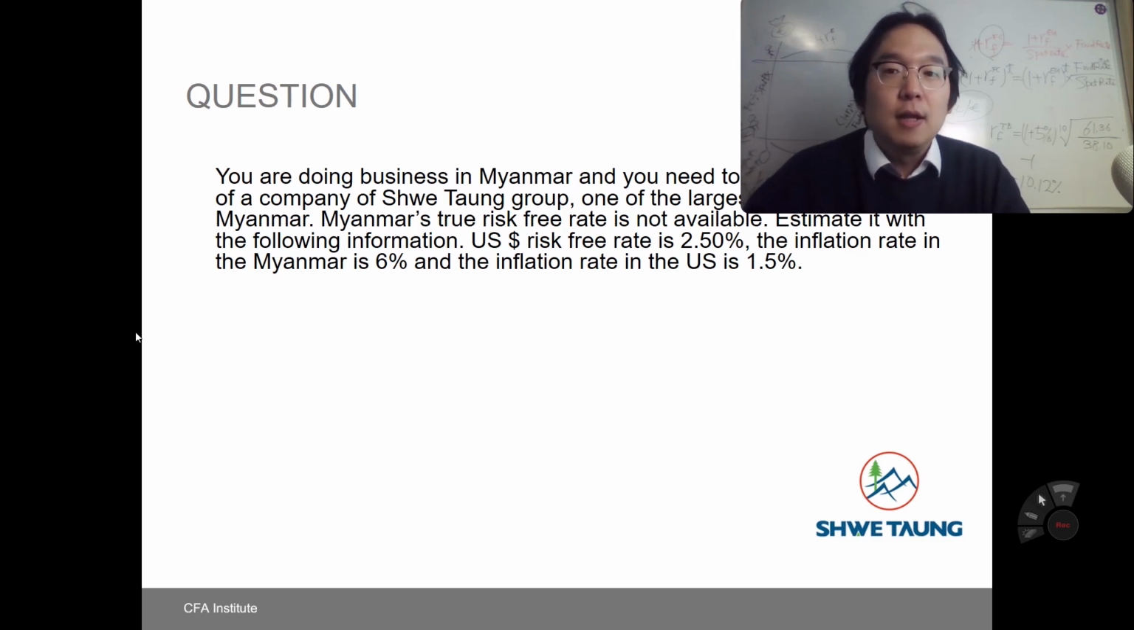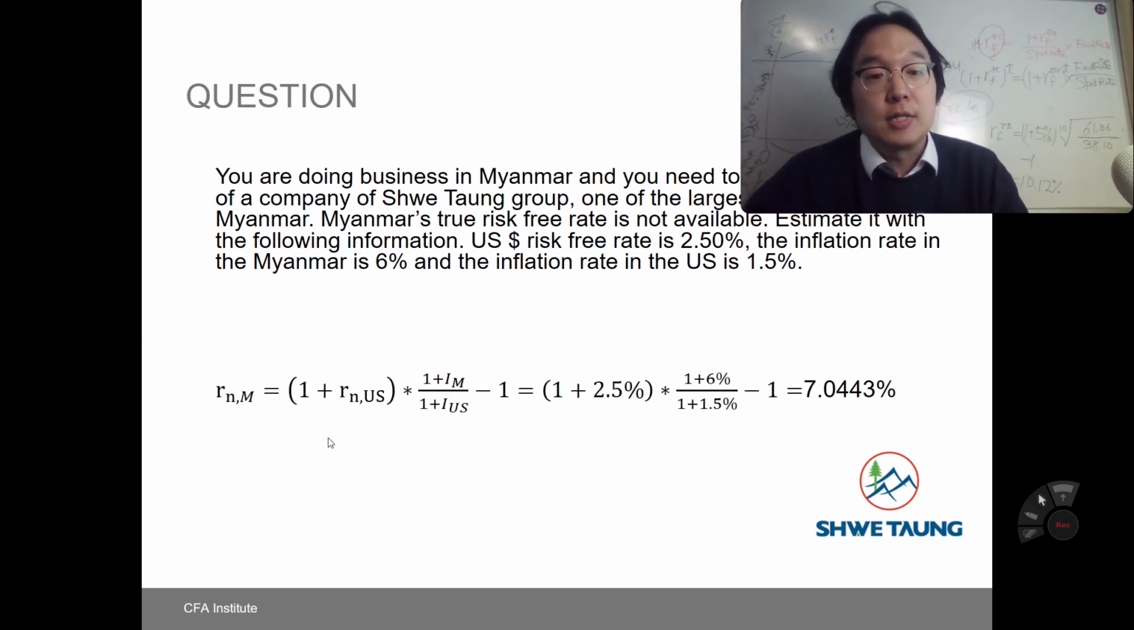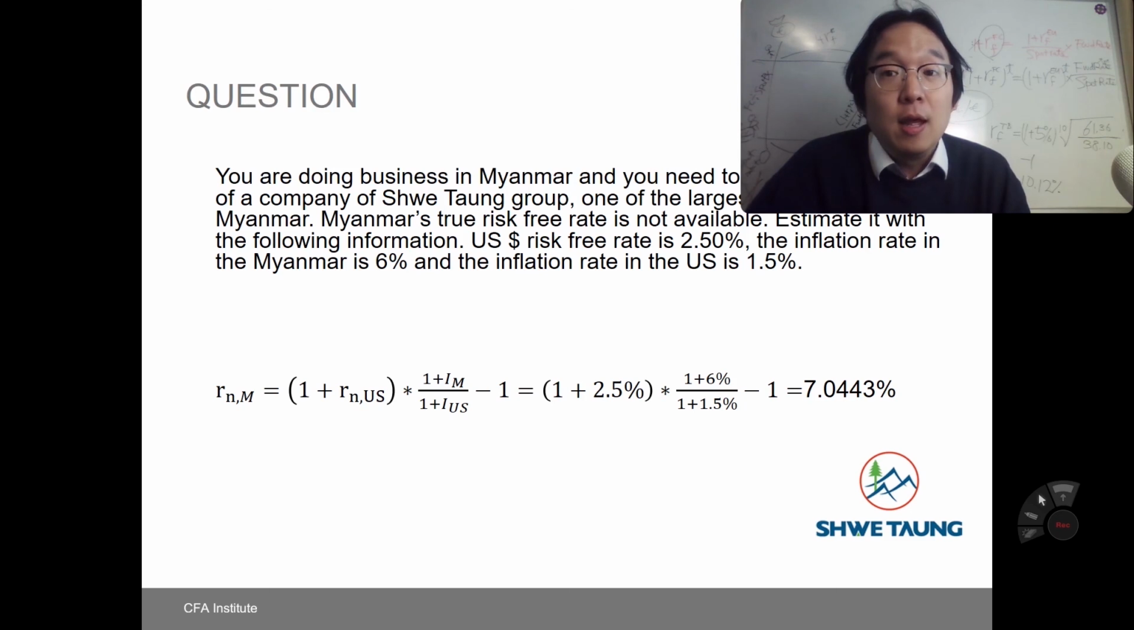And then the answer is like this: 1 plus the US risk-free rate times the ratio of Myanmar's inflation plus 1 and 1 plus US inflation.